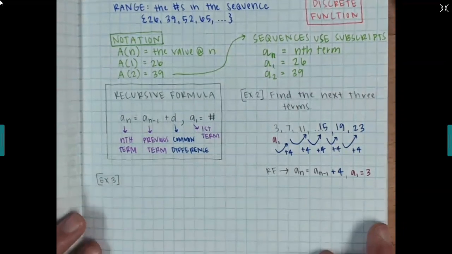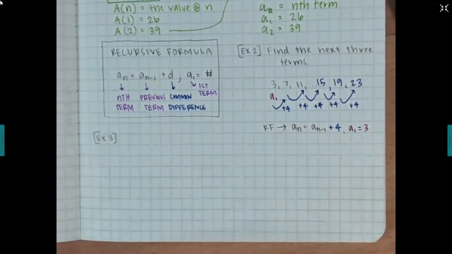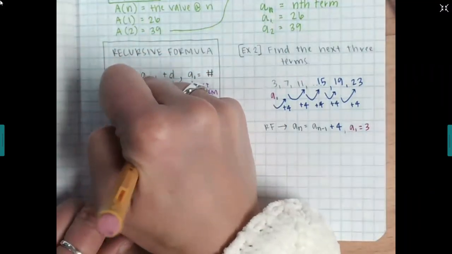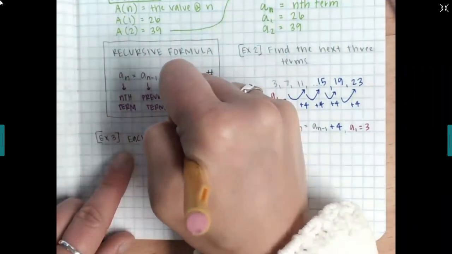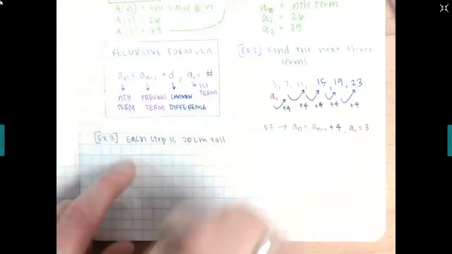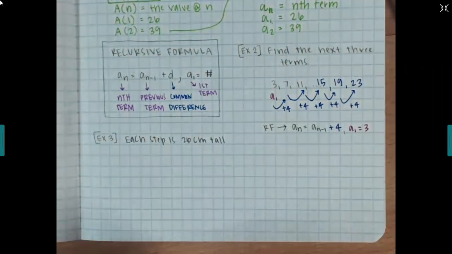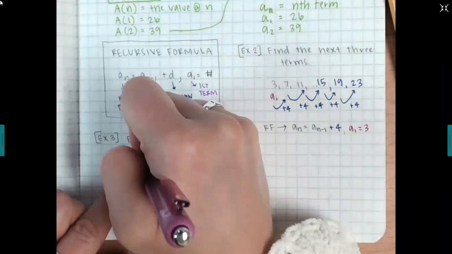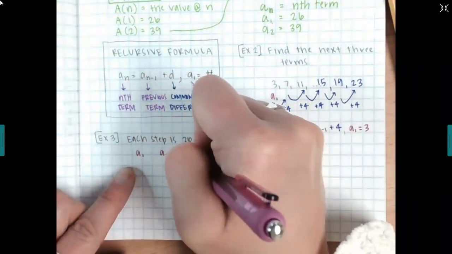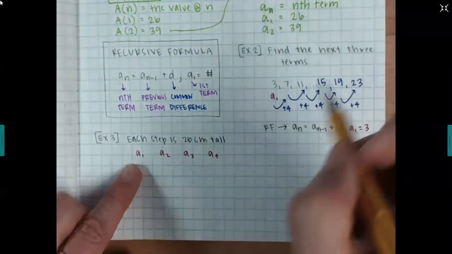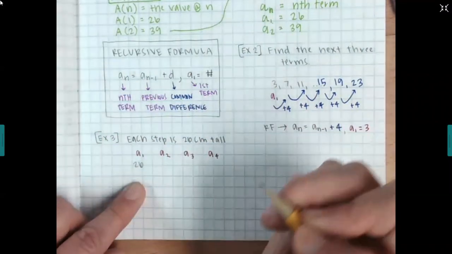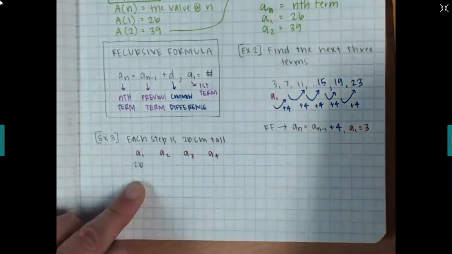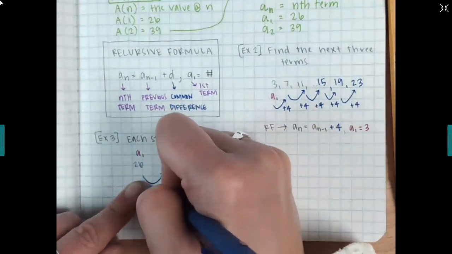Okay. Now, this last example is a story problem in which we're going to find the recursive formula for the height above the ground of the nth step of a pyramid. So what the problem is telling us is that each step is 26 centimeters tall. If I create a sequence for this, the first term is going to be where I start. So how tall is the first step? Well, it's 26 centimeters. And then it says after that, each step is going to add another 26 centimeters.